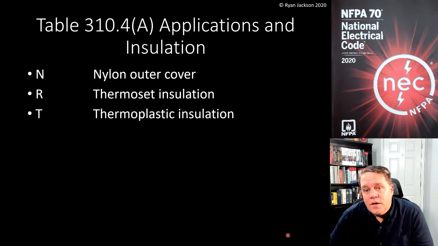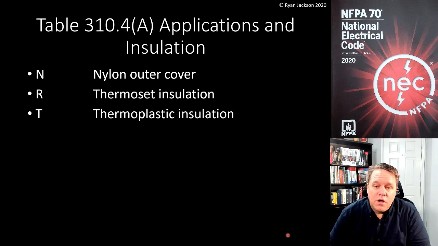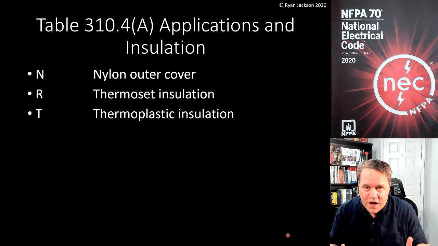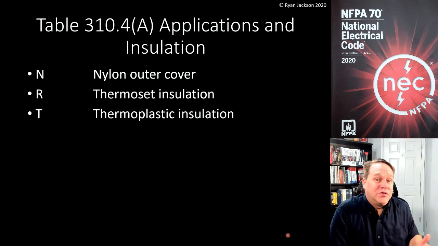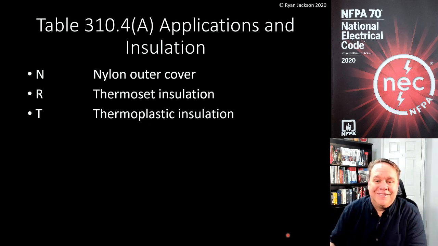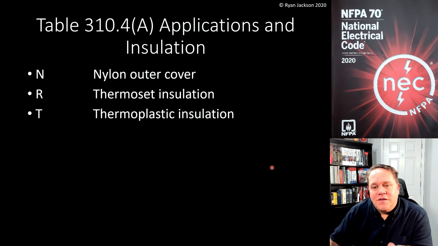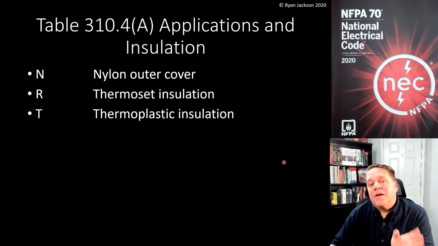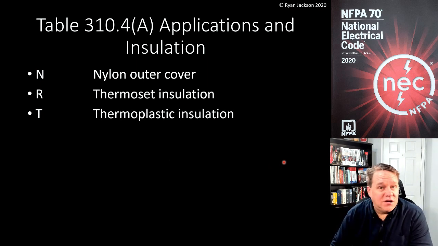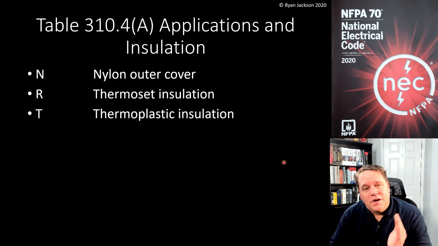The letter T means that it's thermoplastic insulation, and that's the stuff you don't want to install if it's colder than 14 degrees F. By the way, you really don't want to install thermoset if it's colder than negative 13 F. So you don't want to do anything if it's colder than negative 13 degrees F. If it's colder than that, you need to be in the truck, right? So anyway, T is thermoplastic insulation. So now we know what THHN is. THHN is what? A thermoplastic insulation rated 90 degrees with a nylon outer cover.